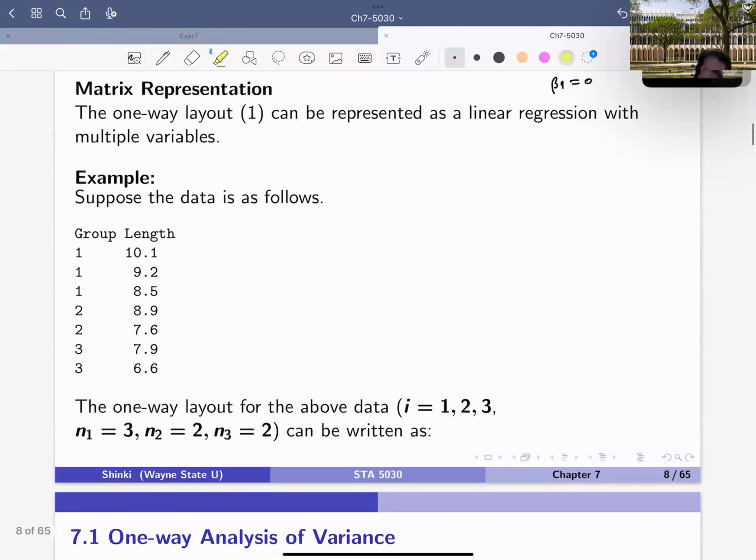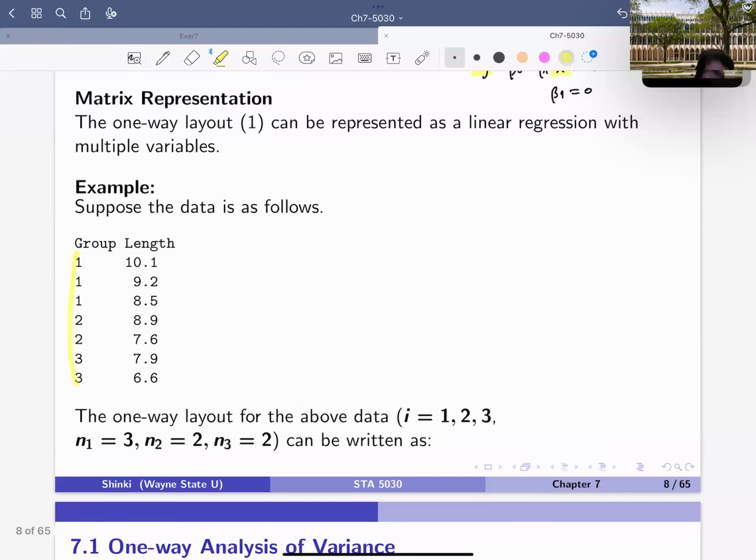And here is a very small example. We have 7 observations in the data set, and we have 3 groups. So the first 3 observations are in group 1, the following 2 observations are in group 2, and the last 2 observations are in group 3. And these numbers are x_ij. To be exact, x11 is this, x12 is this, x13 is this, x21 is this, x22 is this, and x31, x32. So this is the situation. So n1 is 3, n2 is 2, n3 is 2.